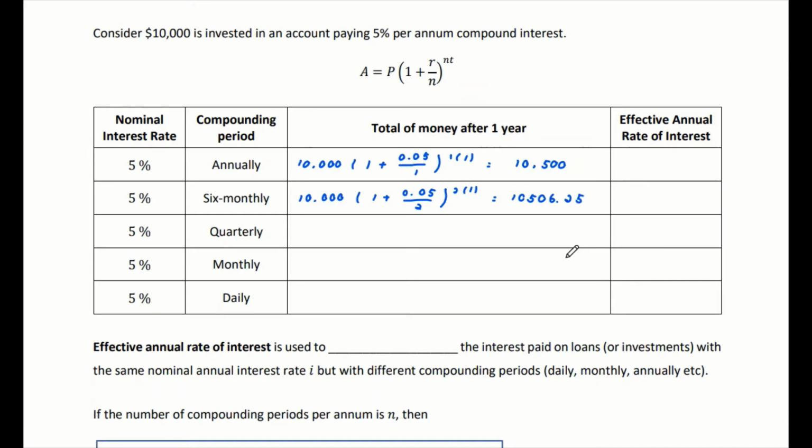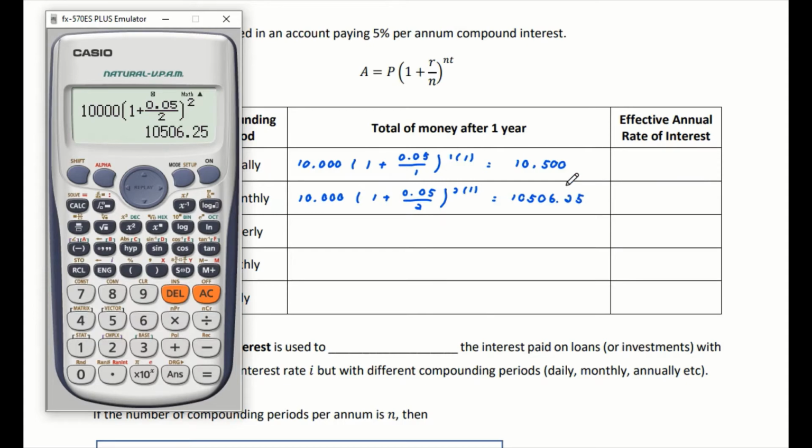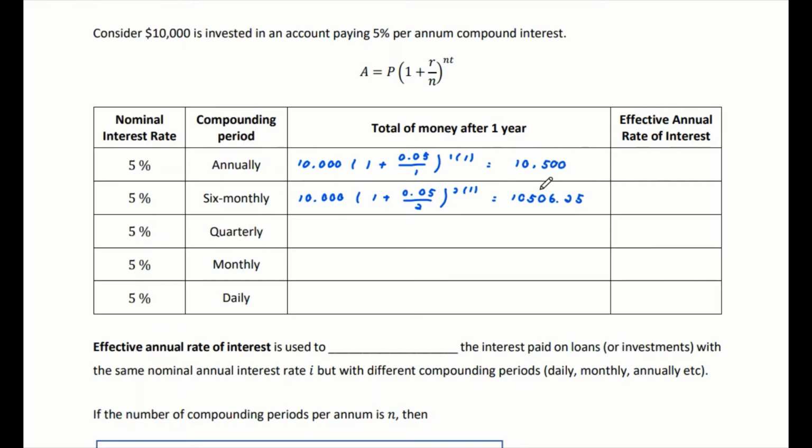10,506.25. Okay, so from here you can definitely see the difference already. Although it's only $6.25 more, it's still bigger than the first one, right? I hope I still remember what we discussed in a previous lesson: because you compound 2 times in a year, the second time you calculate the interest is based on the principal plus the accumulated interest from the first time. So at the end, the interest that you generate the second time, although it's under the same interest rate, is a greater amount because of the principal plus the accumulated interest. So that's why this amount is bigger than this amount.